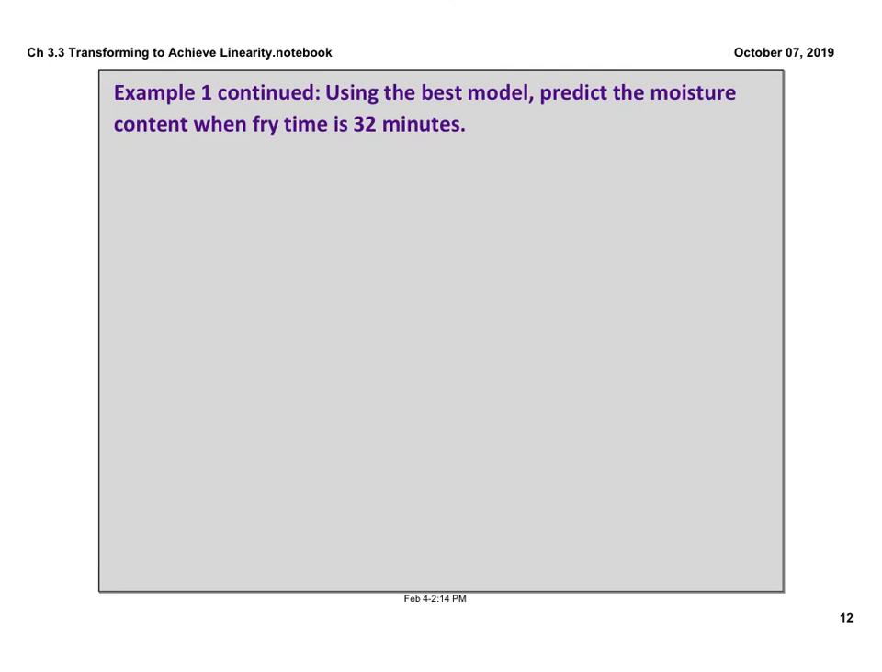So when we get to this last little piece of what we've done all this work to transform these models. We've done all this work to transform the data. We've got it to achieve linearity. We've gotten a nice correlation that's really close to 1. Our residual plot looks pretty good. The whole point of all of that is to get a prediction model. That is the reason. So using the best model, predict the moisture content when fry time is 32 minutes. So I would say the best model is by far that last one that we did.